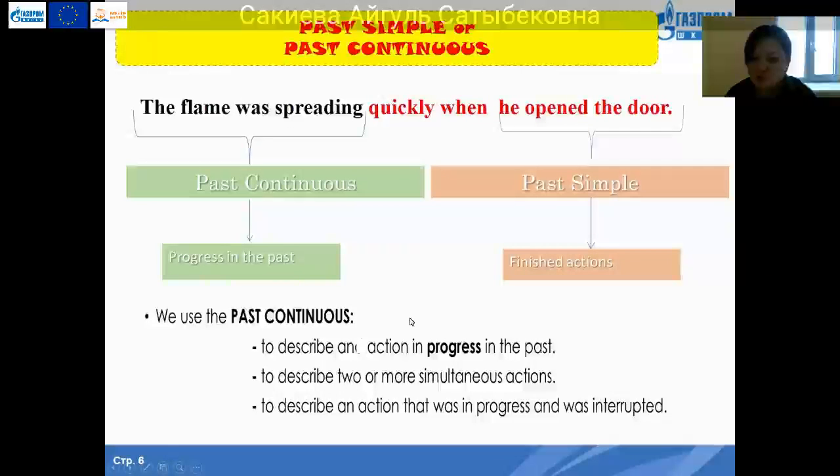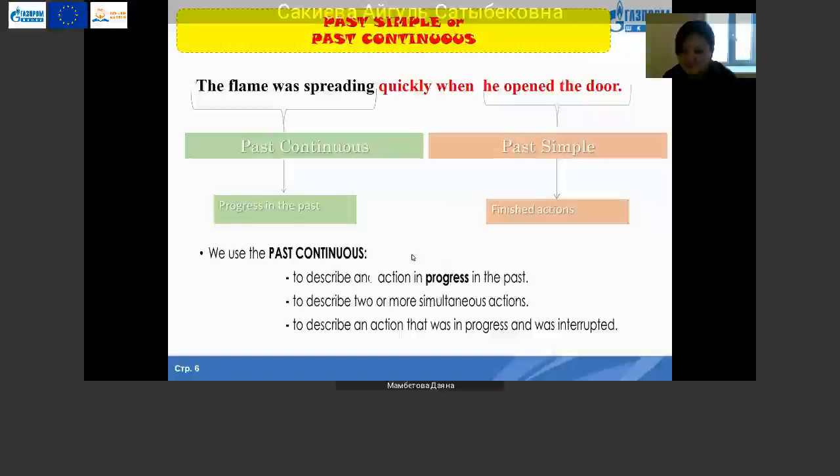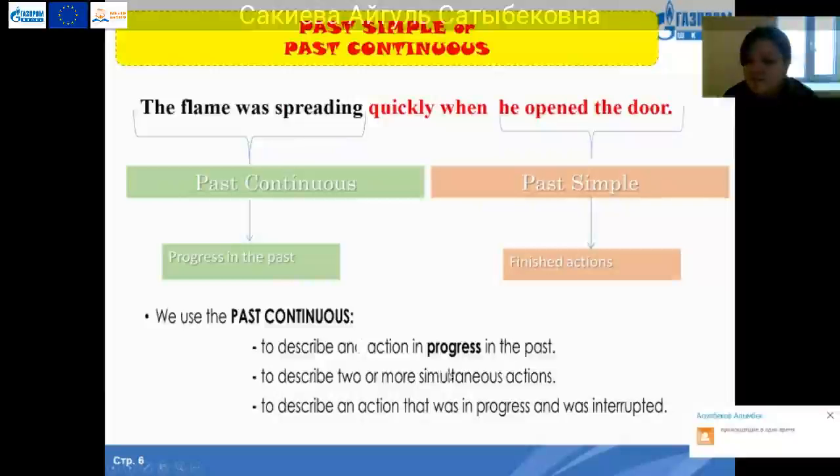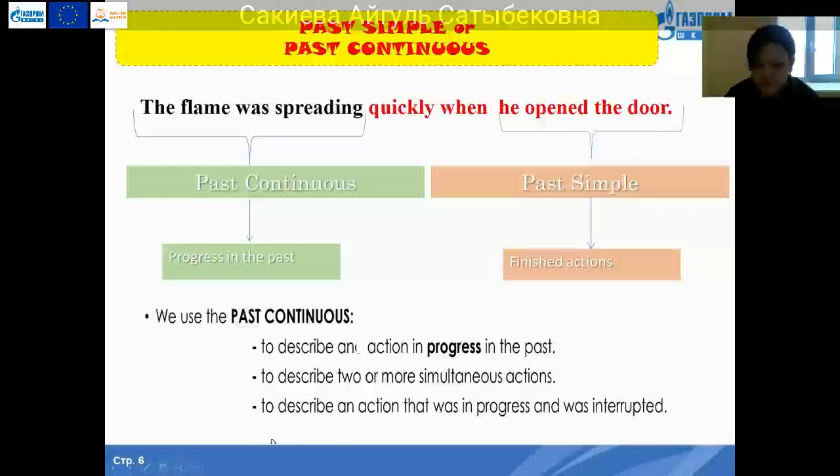So as you have noticed, for finished actions, we use past simple. And for actions which were in progress or which were happening in the past at a specific time, we use past continuous. Look at the meaning of past continuous. When do we usually use past continuous? We use it to describe an action in progress in the past, to describe two or more simultaneous actions. What does simultaneous action mean, guys? Do you understand the meaning of this word? So, simultaneous actions, like two actions were happening at the same time. Okay? And also we use past continuous to describe an action that was in progress and was interrupted.